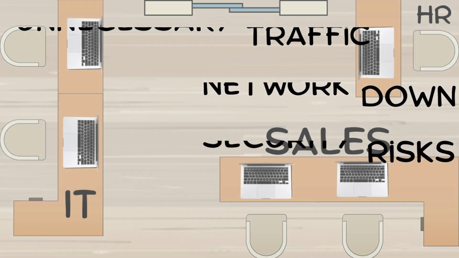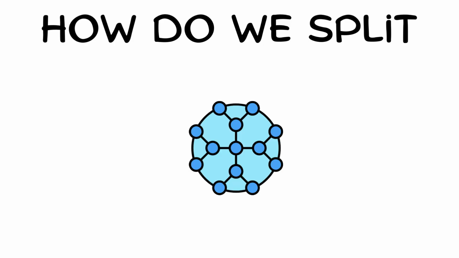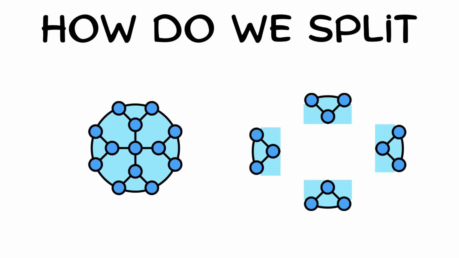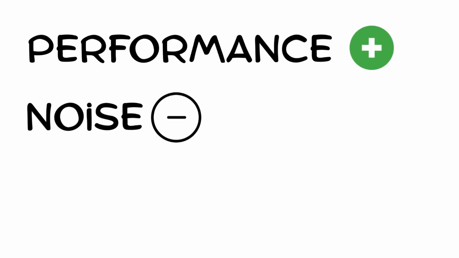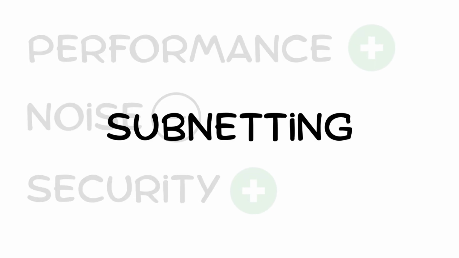It makes far more sense if messages from sales stayed inside the sales department, and the same for IT and HR. So the question becomes, how do we split one big network into smaller, more efficient networks? How do we improve performance, reduce noise, and increase security? Well, that's exactly what subnetting does.